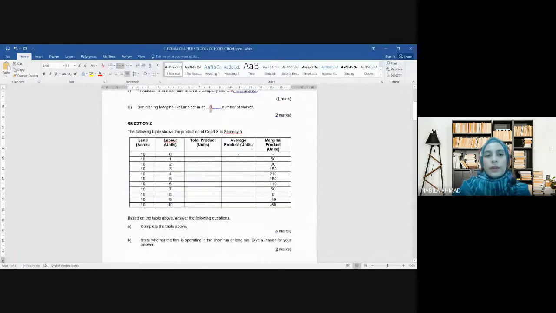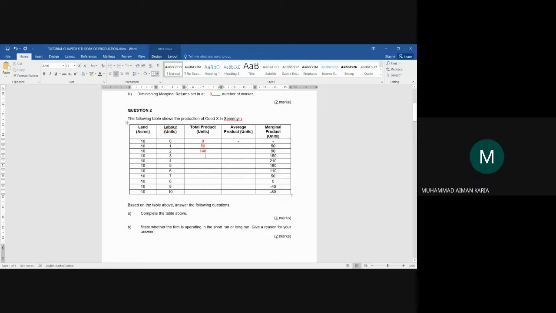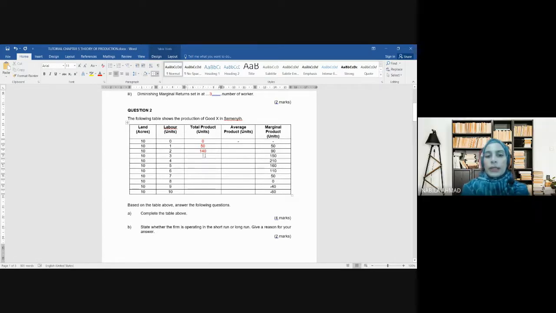Okay, question number 2. The following table shows the production of good X in Semenye. Okay, so now dia bagi information marginal product, total product dengan average product is blank. So macam mana kita nak cari total product dari marginal product? So basically labor 0, 0 lah output. So kita just tambahlah 0 tambah 50, 50. 50 tambah 90, 140, betul tak?